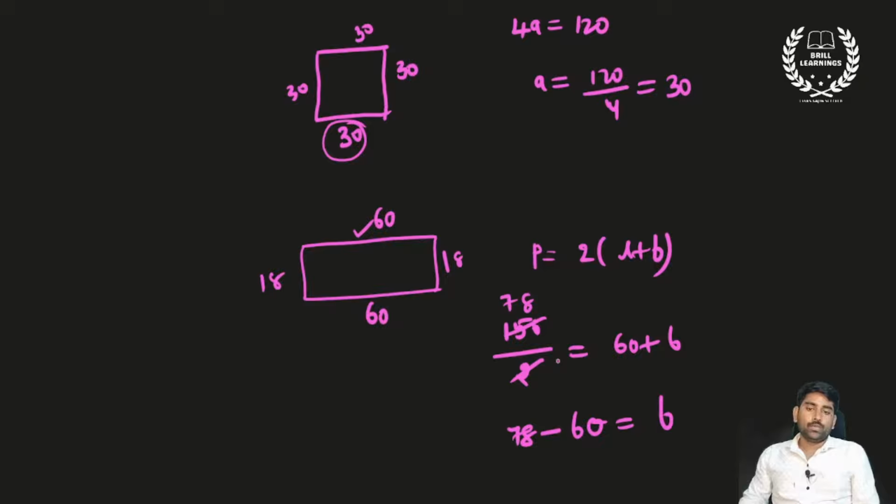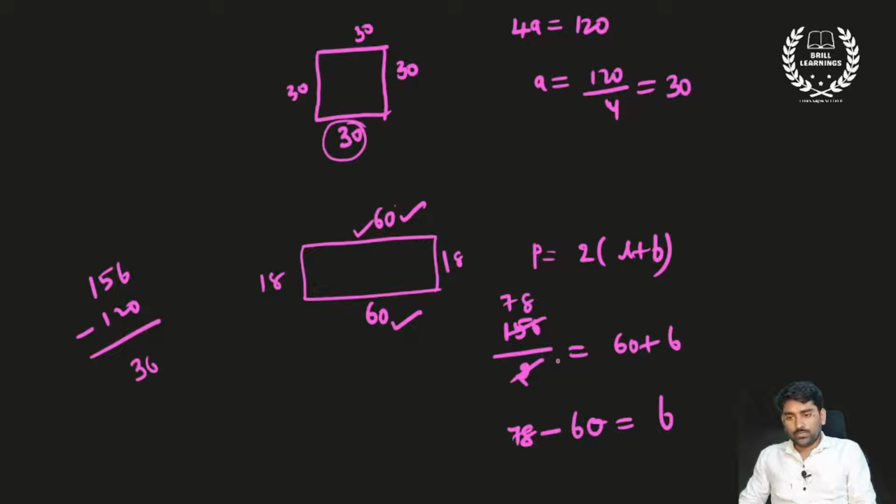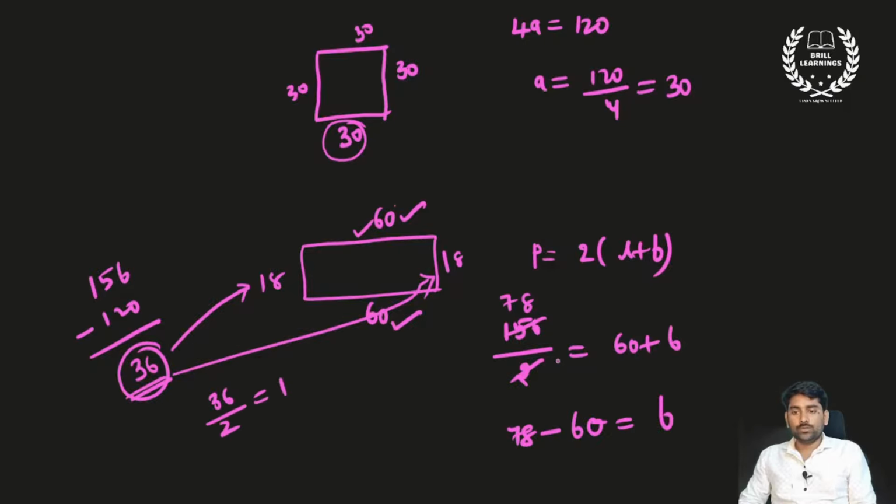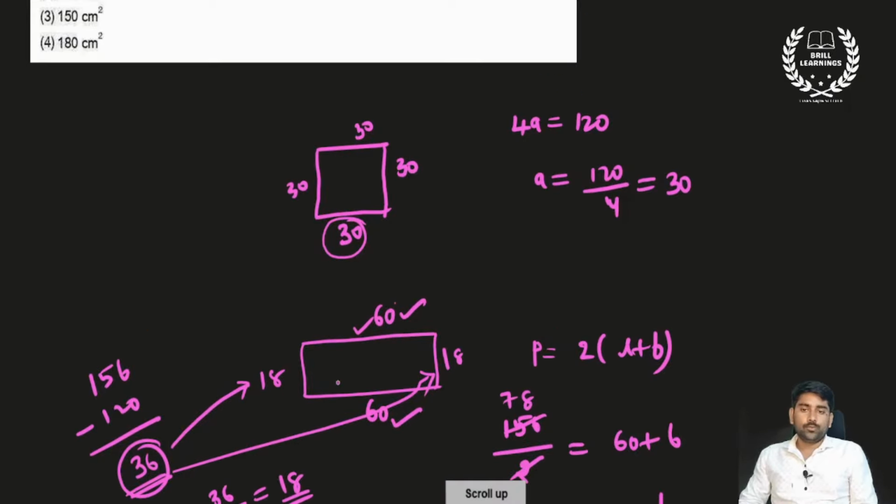Otherwise you can calculate like this also. 156 minus, deduct these two values, 120. Deduct this value. You will get 36 here. And this 36 should be divided here and here. That means 36 by 2. That is equal to 18, which is our breadth.